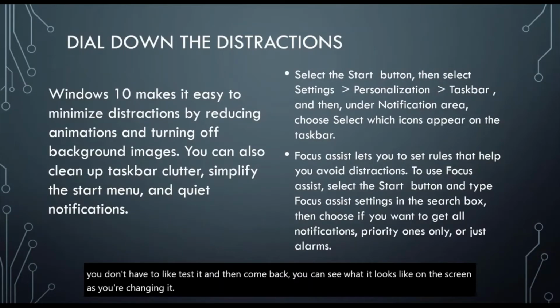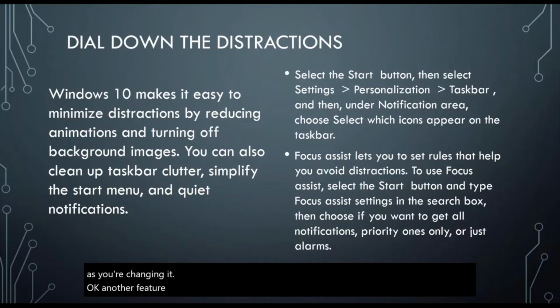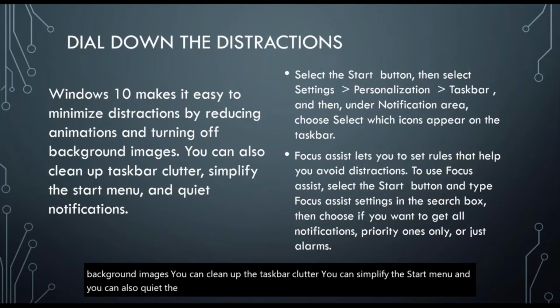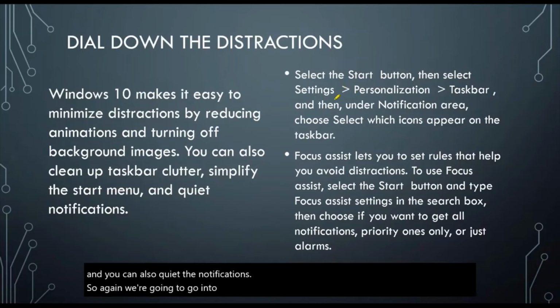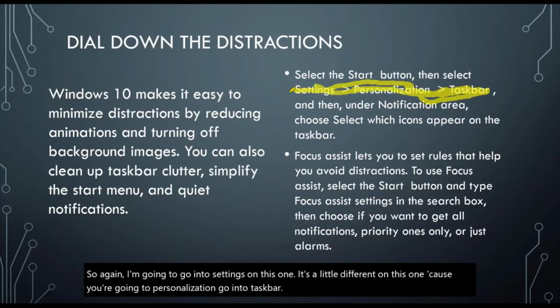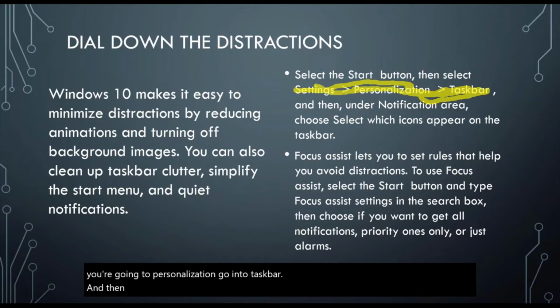Okay, another feature would be minimizing distractions. You can reduce animation, turn off background images, clean up the taskbar clutter, simplify the start menu, and you can also quiet the notifications. So again, you're going to go into settings. It's a little different on this one because you're going to go into personalization, then taskbar, and then under notifications, you would choose that area and you select what icons appear on the taskbar.